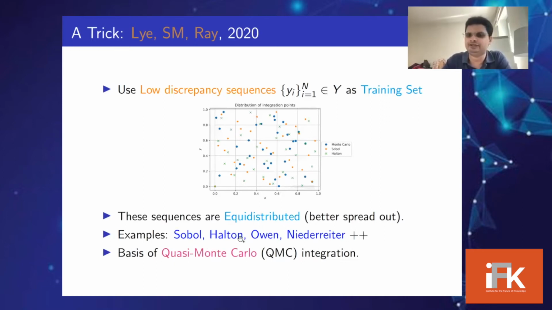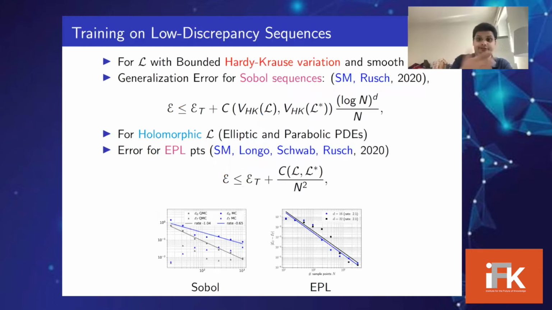There are a variety of these. These are very easily available. You can generate them. And as you can see, just intuitively, they're better spread out. So for instance, the orange stars are much better spread out in the domain than the blue points, right? So this is the basic intuition, and one can prove rigorous estimates.